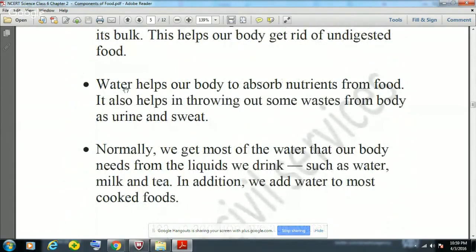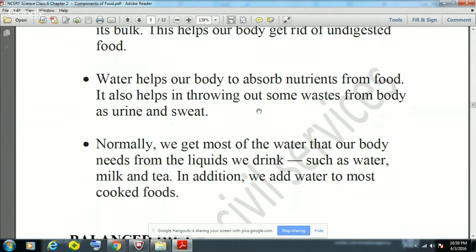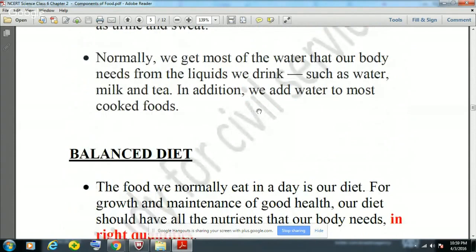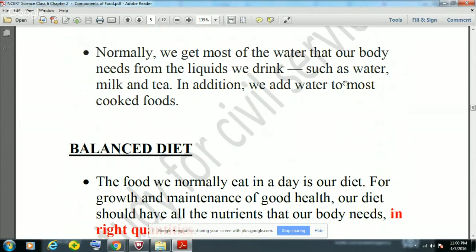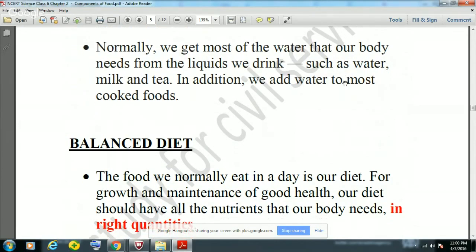Water is also needed because it helps our body to absorb nutrients from food, and it also helps in throwing out some wastes from the body as urine and sweat. And normally we get all the water that our body needs from the liquids we drink like water, milk, and tea. And in addition, whatever food we eat, all the cooked food is with water only, because we add water to most of the cooked food.